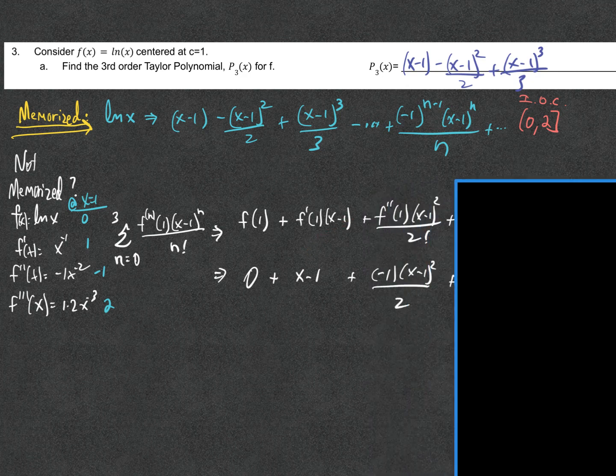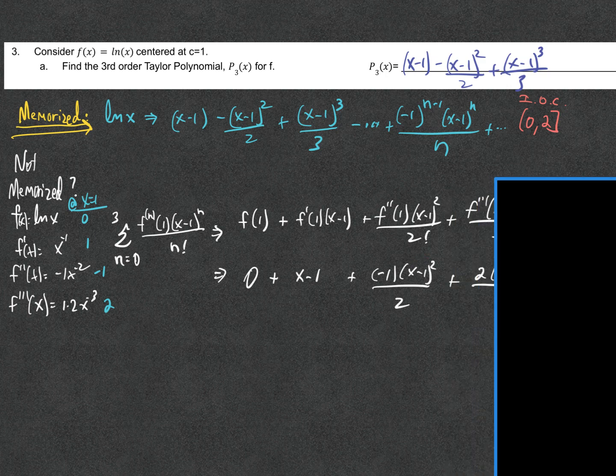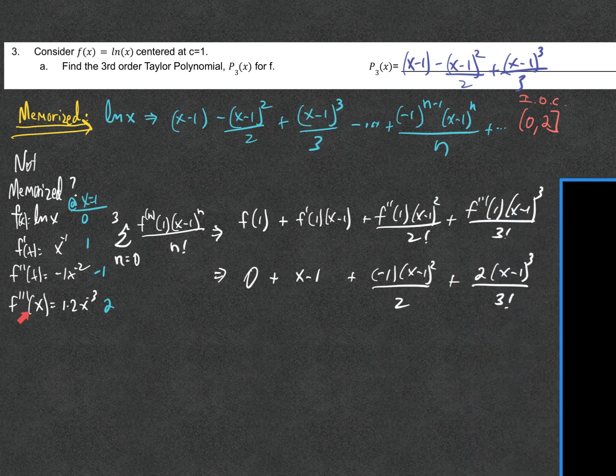When n is equal to 2, we have the second derivative at 1, which is negative 1, times x minus 1 squared over 2 factorial. And when n is 3, we have the third derivative at 1, which is 2 times x minus 1 cubed over 3 factorial. Now this 3 factorial, the 1 times 2 cancels out with 2, leaving us with just 3. And we get what we had here. A lot of time, though, when this should be memorized.